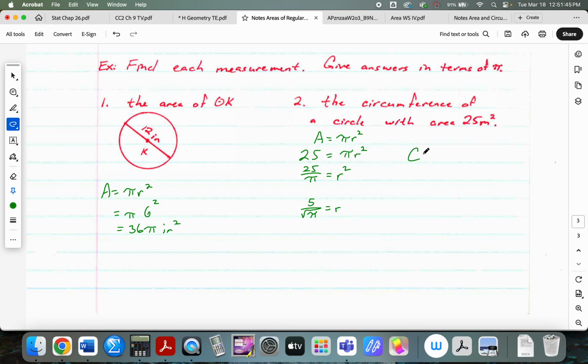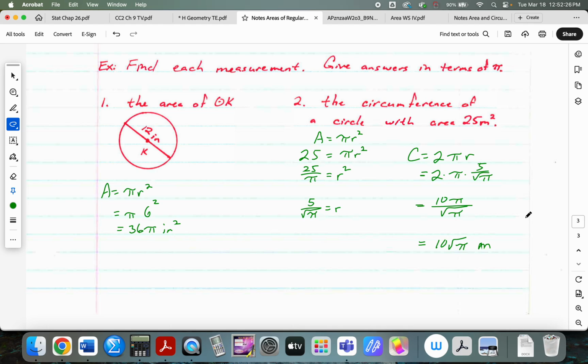Then the circumference is 2 times pi times the radius. So it'll be 2 times pi times 5 over the square root of pi. So that's 10 pi over the square root of pi. And pi divided by the square root of pi is the square root of pi. And my units will be meters.